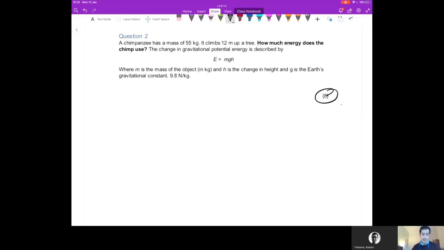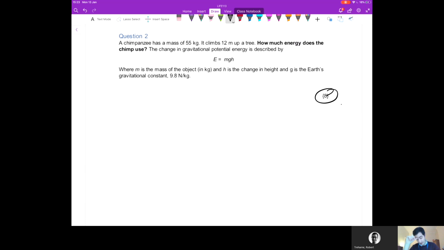A chimpanzee has a mass of 55 kilograms. It climbs 12 meters up a tree. How much energy does the chimp use? The change in gravitational potential energy is described by E equals mgh, where m is the mass of the object in kilograms and h is the change in height, and g is the Earth's gravitational constant of 9.8 newtons per kilo.